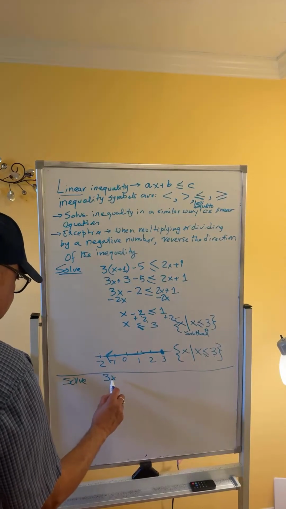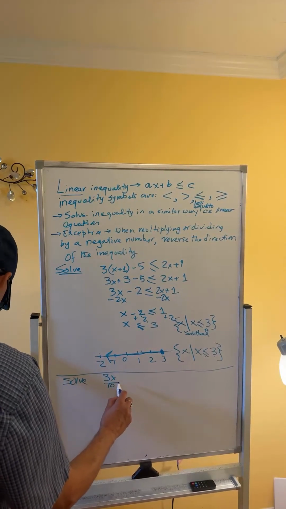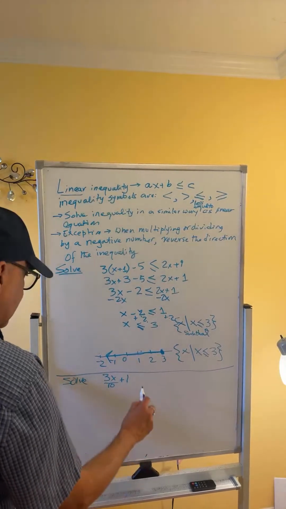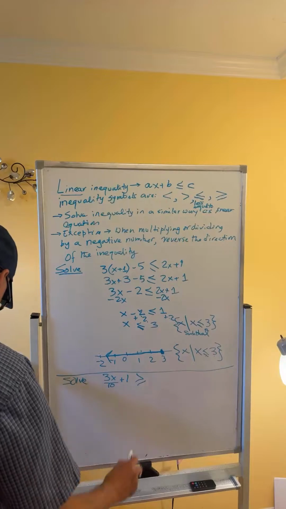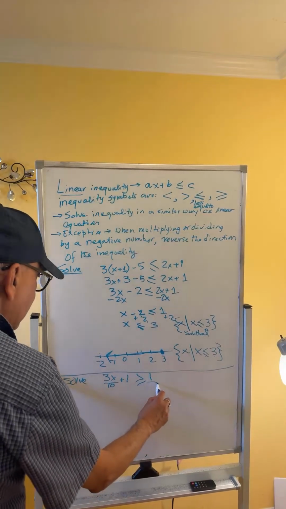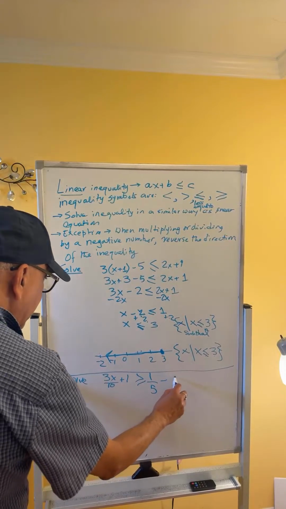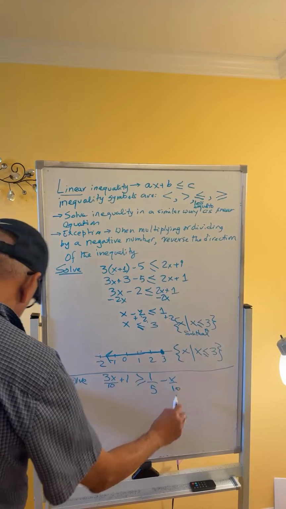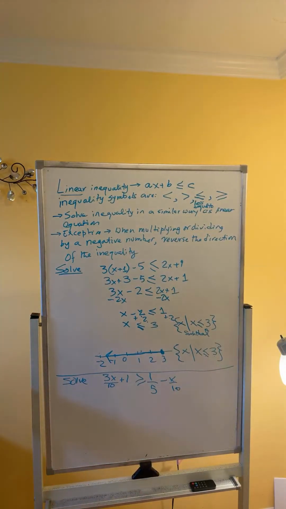3x by 10 plus 1 greater or equal to 1/5 minus x over 10. Okay.